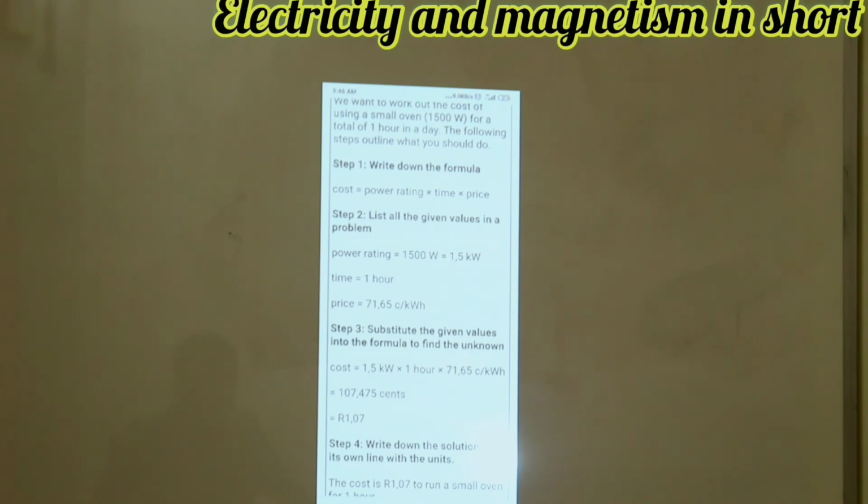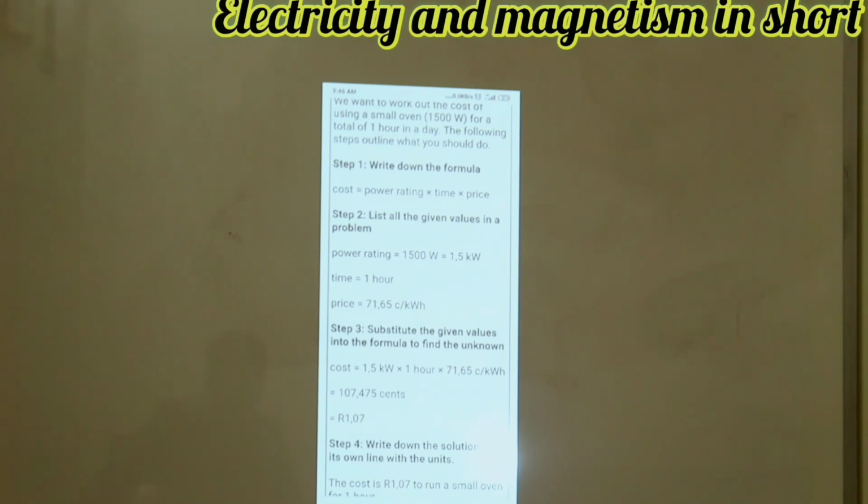So in some problems you are getting power not directly. So how will you calculate the power? By energy by time also. Energy by time also you can calculate the power. Here the power is given directly, but it is given in watt. You must convert into kilowatt. So that power rating is 1.5 kilowatt and the time used is 1 hour.